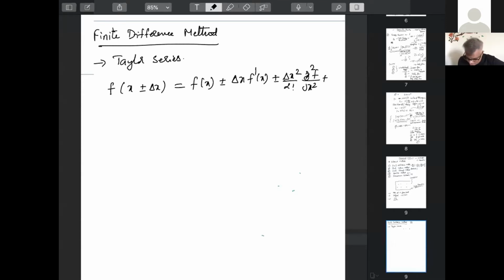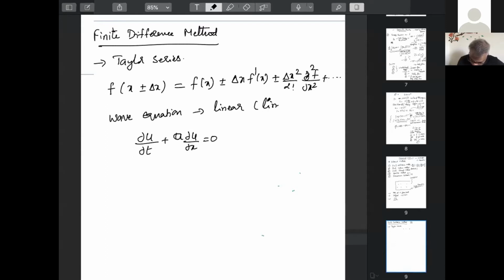Let us look at a simple equation first. I'll take the linear wave equation, and let us look at how to apply the finite difference method to this. This is my del u by del t plus a del u by del x equal to 0. This is a linear convection equation, or a wave equation.